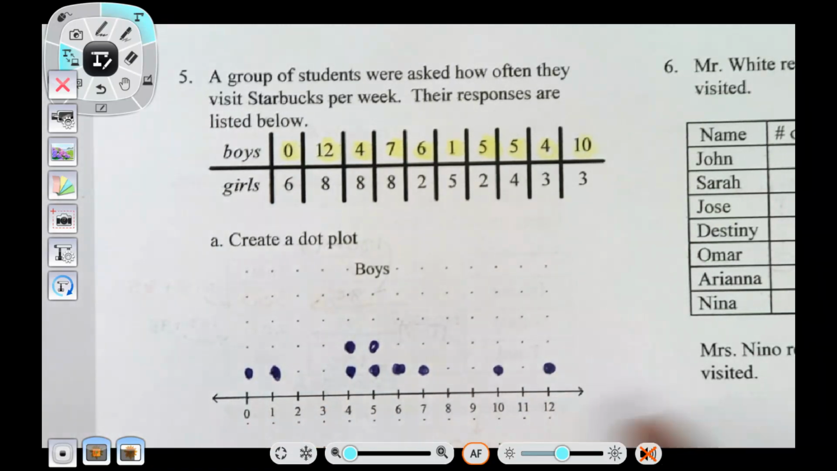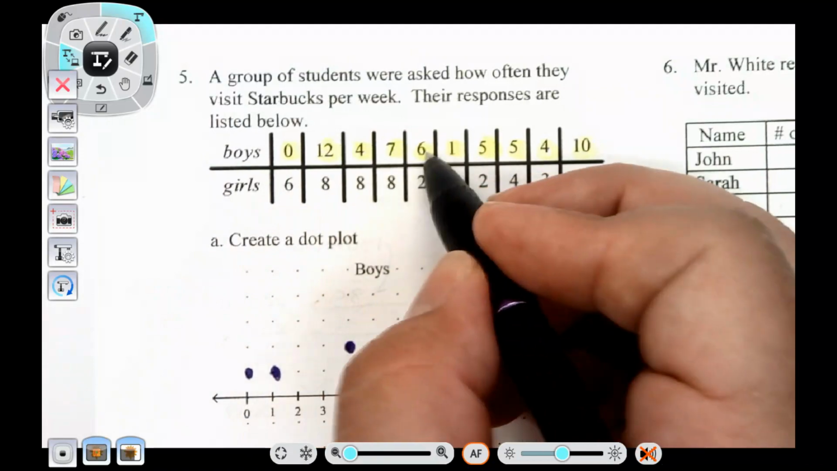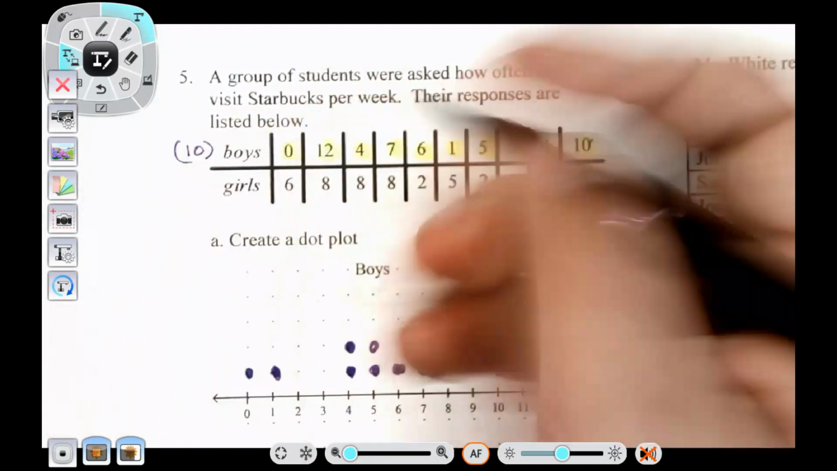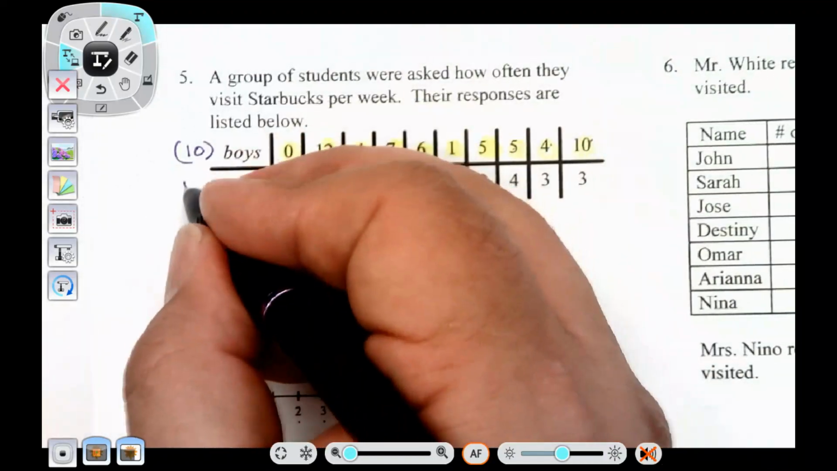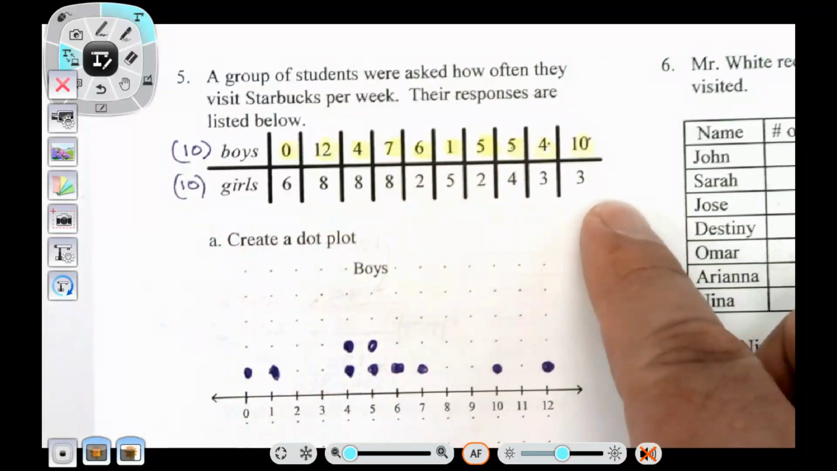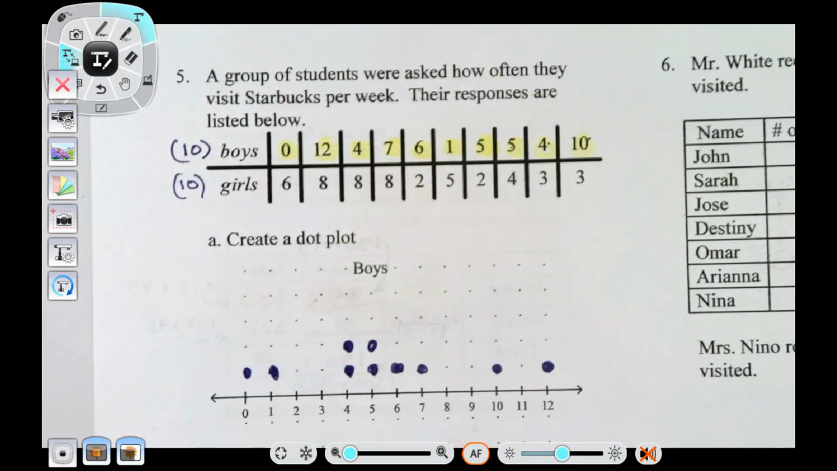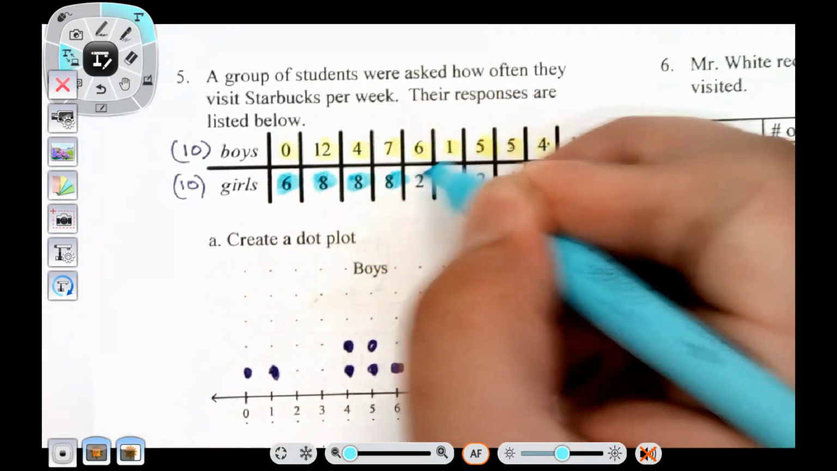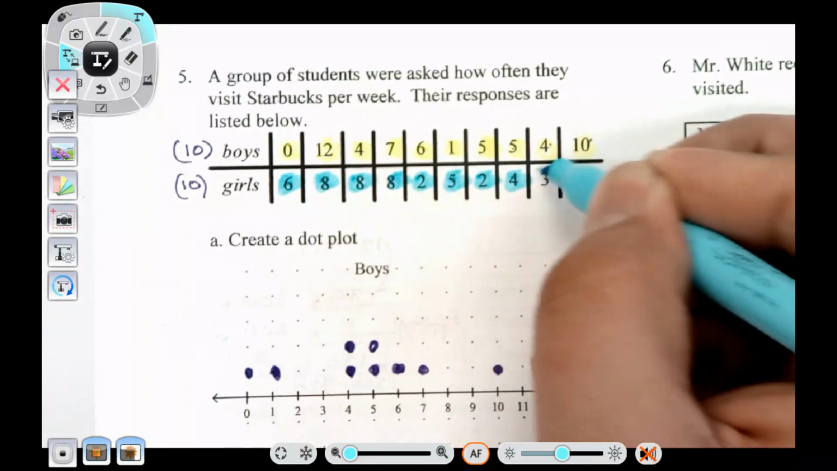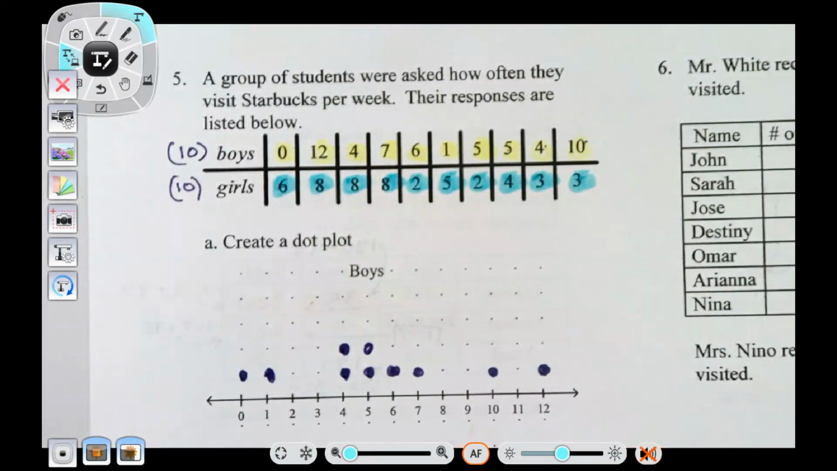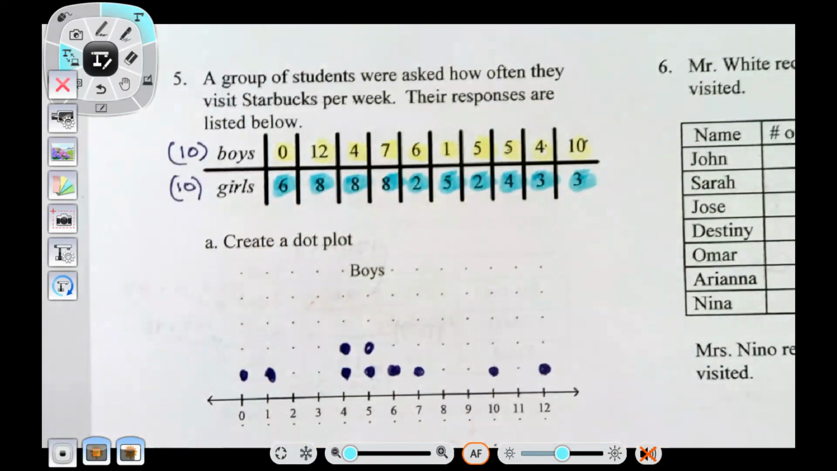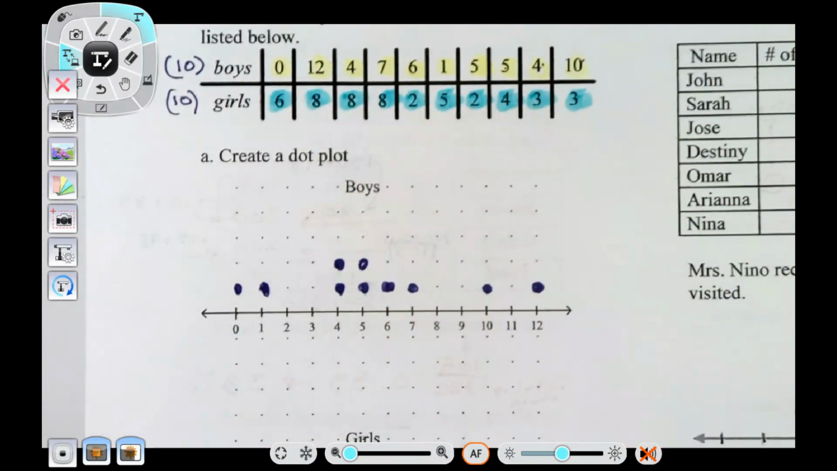So how many boys were surveyed? 1, 2, 3, 4, 5, 6, 7, 8, 9, 10 boys. There were 10 boys surveyed. So that means there was also 10 girls surveyed. All right, so let's take care of the girls there now. So remember, these are their actual responses per person. I'm not going to put 6 dots somewhere. No, I'm going to put a dot on 6. So here we go with the girls there.